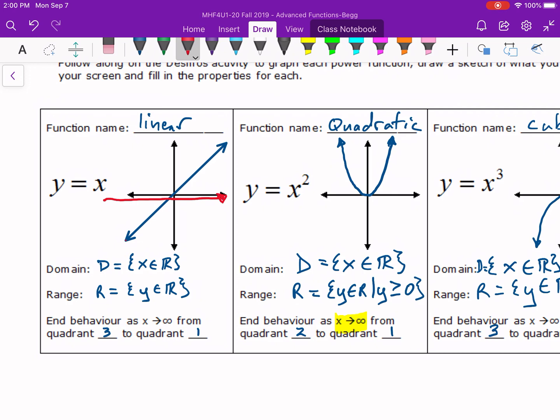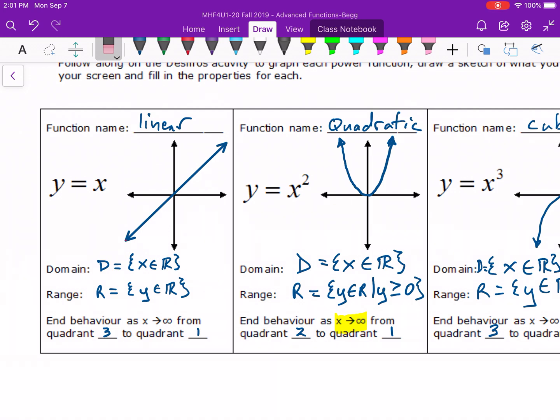All right? So what's happening to the range, or to the graph in general, as we move along the x-axis from left to right? Well, we're starting in quadrant 3 and moving towards quadrant 1. So again, as we move along this graph from left to right, we're starting in quadrant 3 and ending up in quadrant 1. That's what that bottom line is saying. The quadrants, by the way, go 1, 2, 3, 4, like that. Okay?